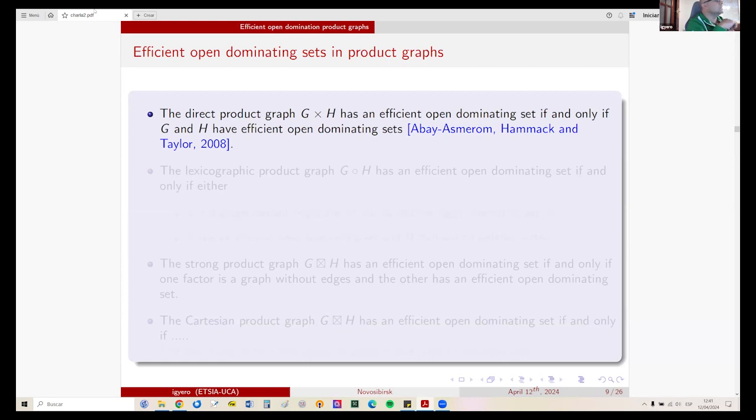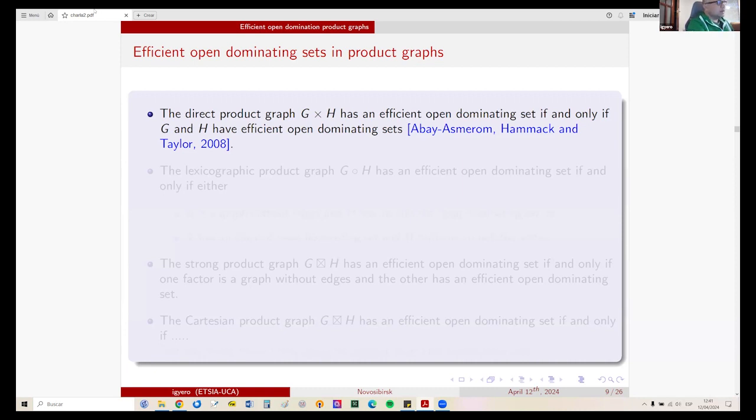And the idea, more or less, can be relatively easy to understand because you know the structure of the direct product. I mean, in the direct product we have the crosses of the adjacencies. If two vertices are adjacent in one copy and adjacent in the other one, then there is this cross. So when I take two vertices here in one part that are in an efficient open dominating set, and two in the other, then I do the cross and they remain covering the same open neighborhoods, and then we more or less easily get the situation.